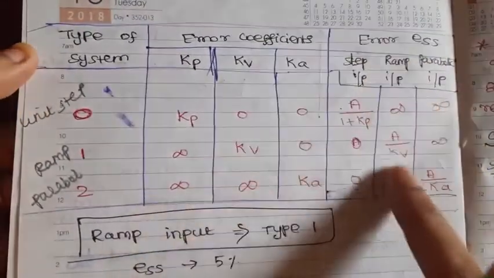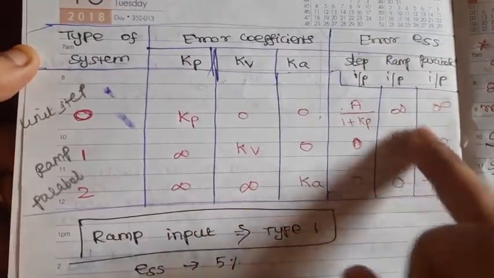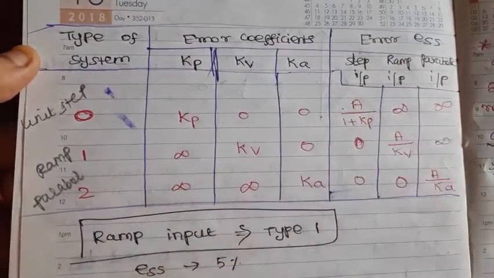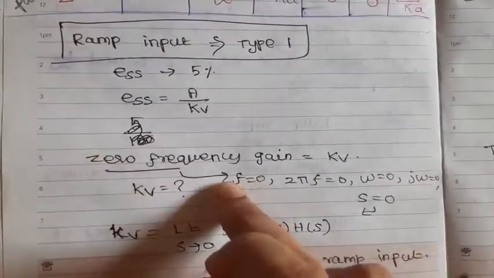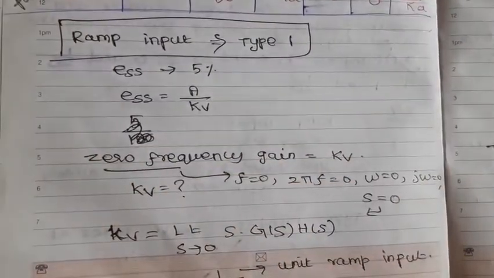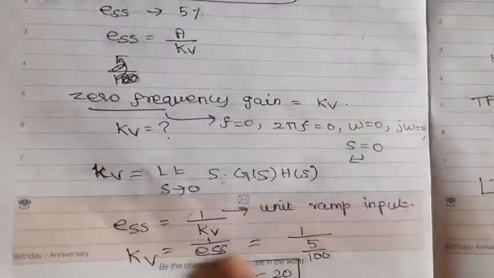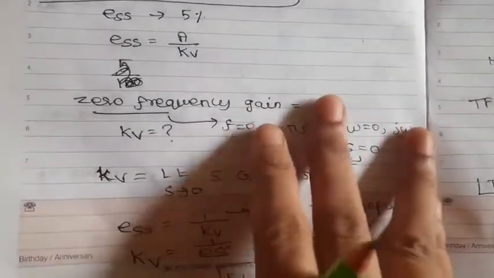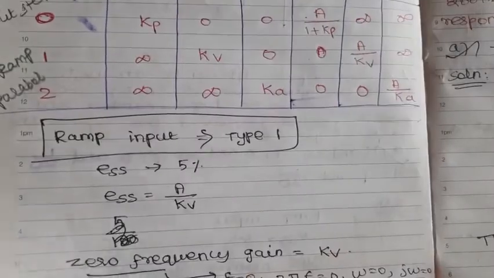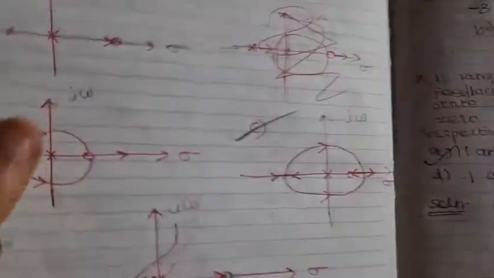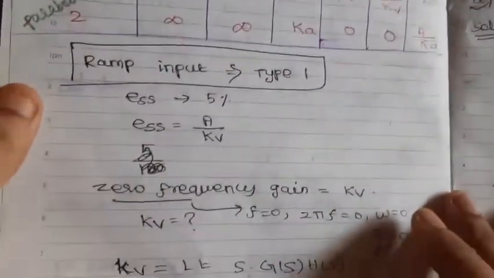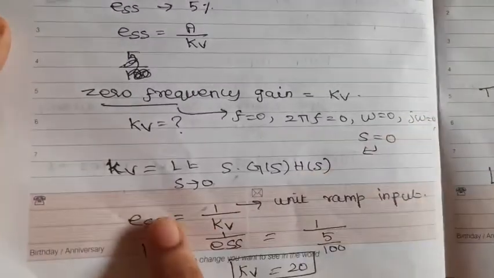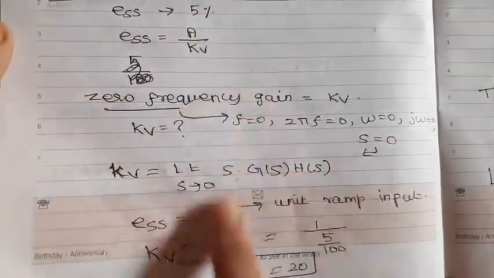Steady state error formula is nothing but A by Kv. Whenever A is not given, we can take it as 1 only. So ESS equal to A by Kv. A value is not given, we can take it as 1. ESS equal to 1 by Kv. What is mentioned? It is a unit ramp input only, so we can take A value as 1. As I told earlier, ESS becomes 1 by Kv here.